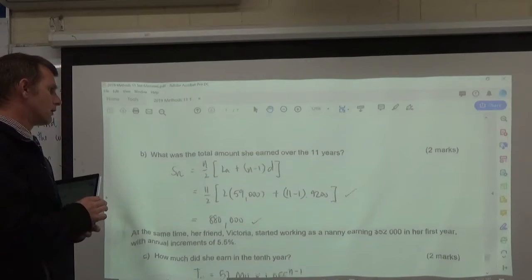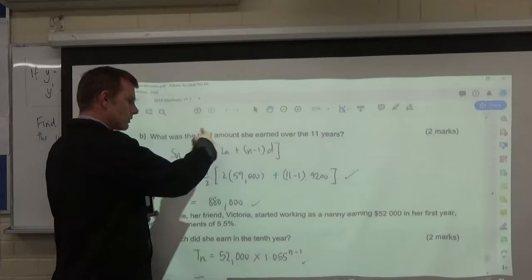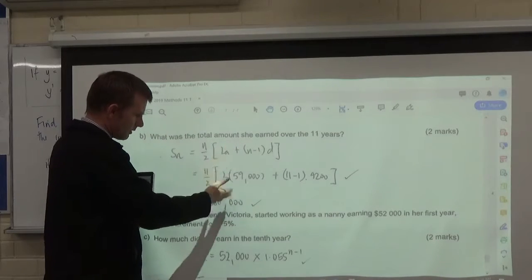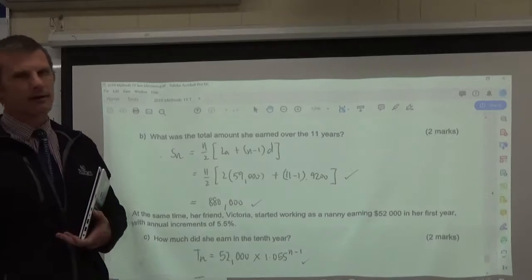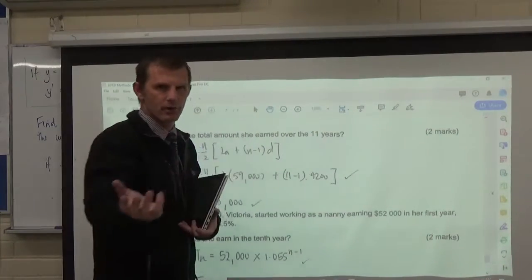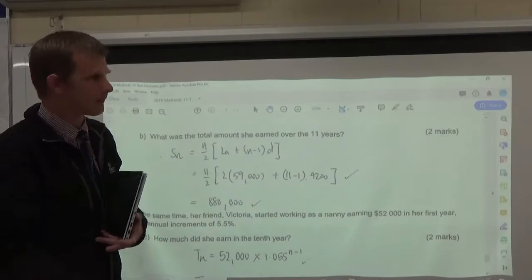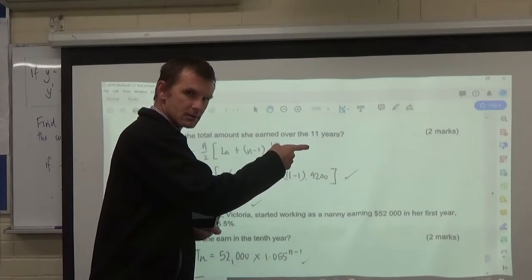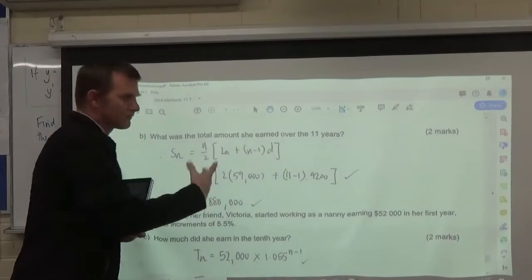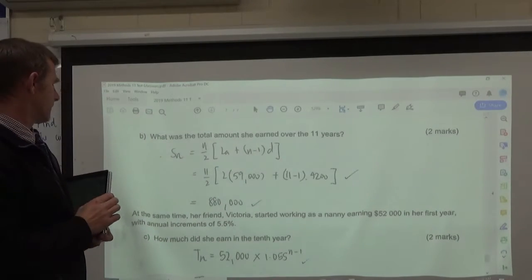What was the total over 11 years? We need this one, the arithmetic sum formula. Numbers in: $880,000. Your calculator would spit this out for you. Because these were all 2 marks, you could have just written the answer. Calculator, answer. If it was 3 marks, you need some work. 3 marks, show this. But for 2 marks, you could have just done answer only.